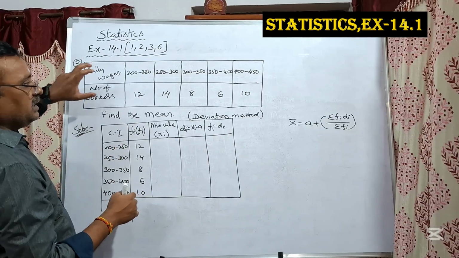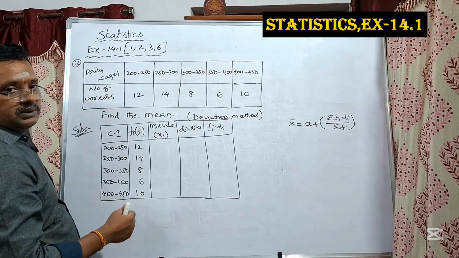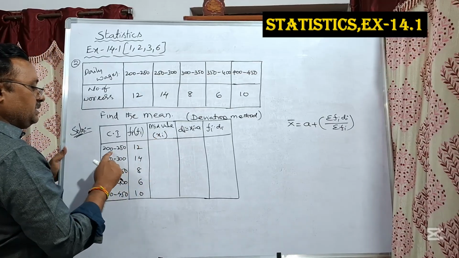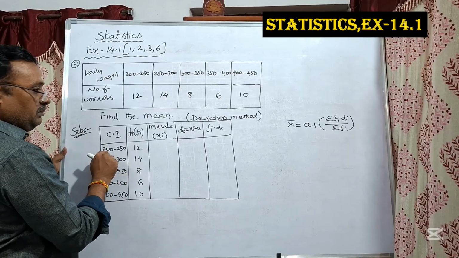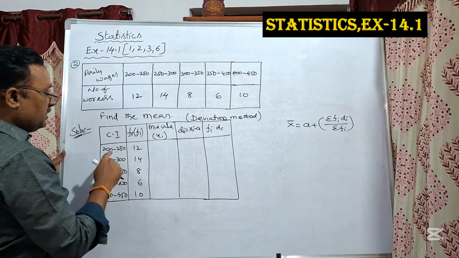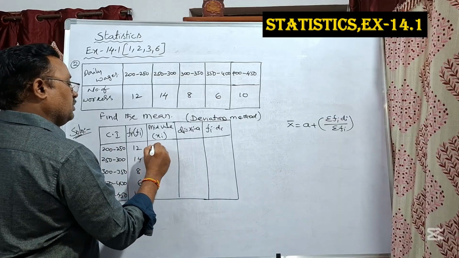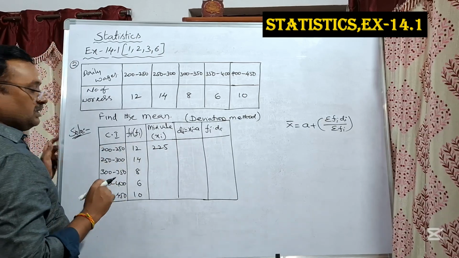The first 2 columns are just data only. How to prepare the remaining 3 columns? Let us observe. I already told you in the previous question, mid value means the average of the class interval's lower limit and upper limit, that is 200 plus 250 by 2, that is 225. Calculate it separately.